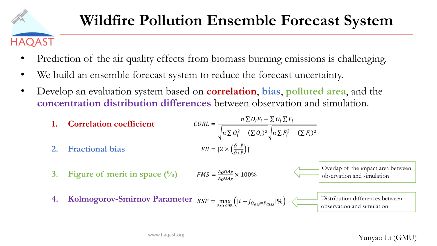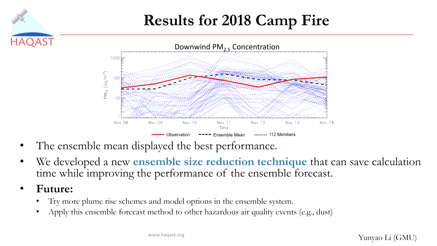In order to do the investigation, we developed an evaluation system based on the correlation, bias, the overlap of the polluted area, and the concentration distribution differences between the observation and simulation. Here, I want to show an example result for the 2018 Camp Fire. In this figure, the red line is observed downwind pollution. The blue lines are the results for all ensemble members, and the black line is the ensemble mean. Based on our evaluation, the ensemble mean displayed the best performance.